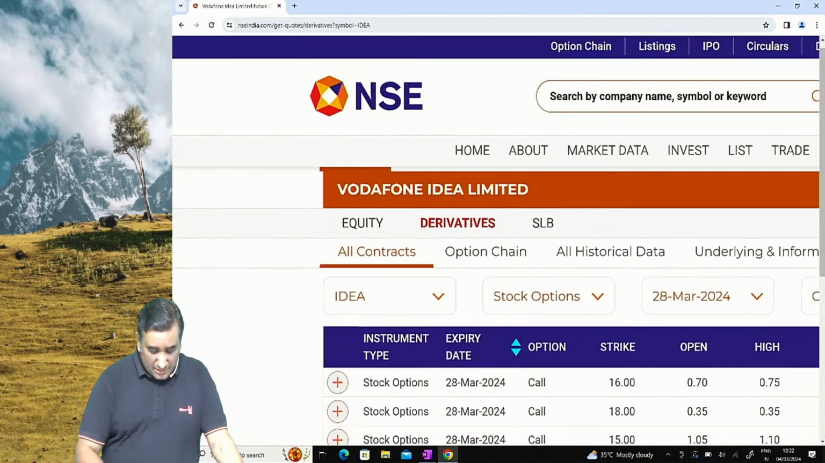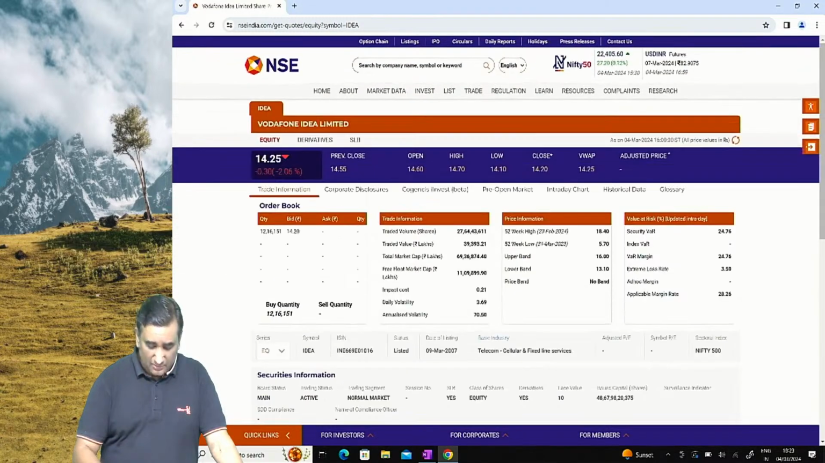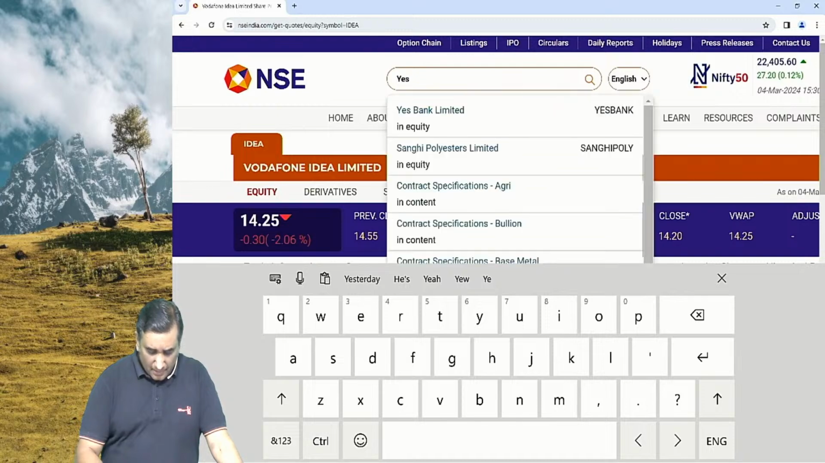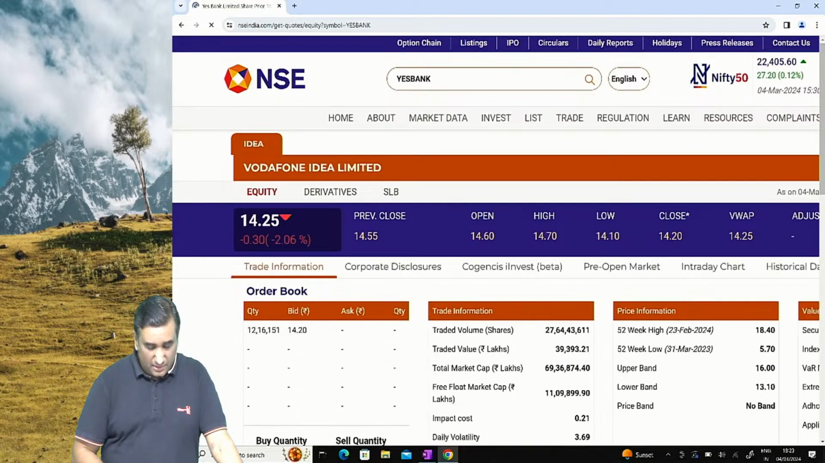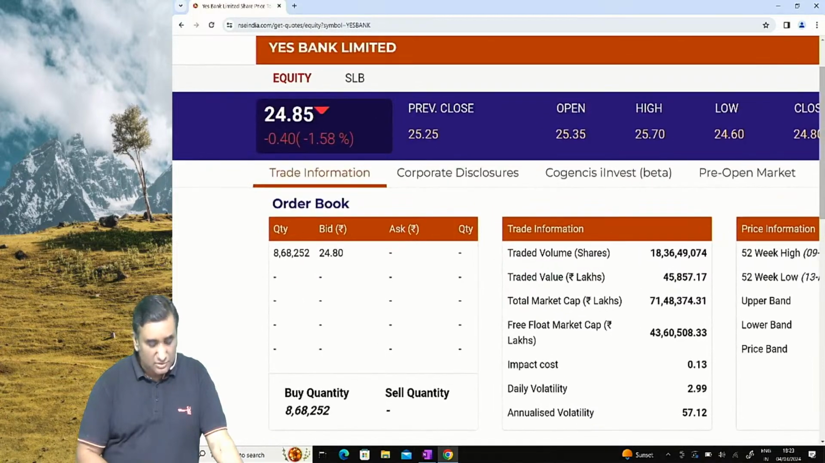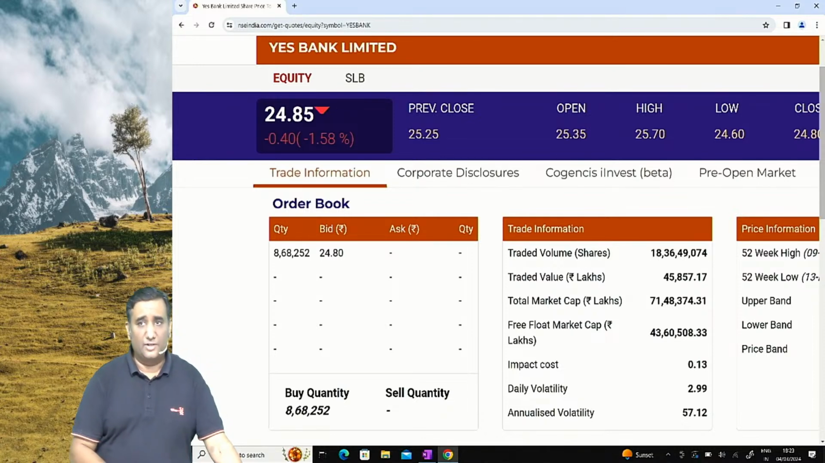If I would have picked the put, it would have been the plus sign. Sir, will all shares have the derivative? No. For example, if I pick here, let's suppose Yes Bank. This used to be, I think, part of Nifty at some point of time, but it is not even part of derivatives now. This is only equity. So every share is not part of derivatives. There are around 4,000 odd scripts, and maybe 150 to 175 scripts are part of derivatives.